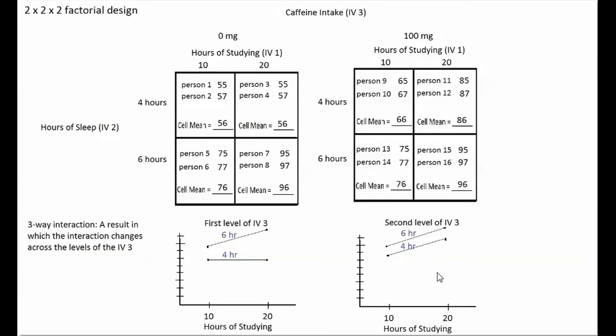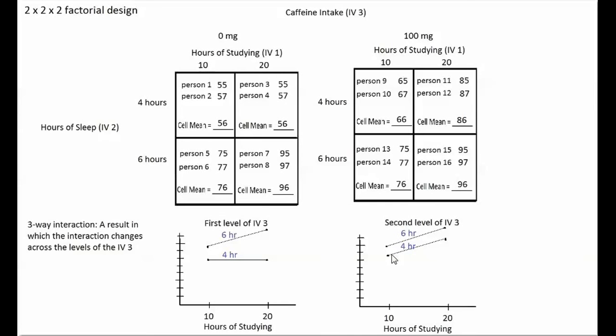That's what a three-way interaction is. Here's one way to think about it. Remember we said that an interaction is when the effect of an independent variable depends on the level of the other independent variable. We see that right here because this effect of hours of studying depends on the hours of sleep, because the two lines don't look the same. A three-way interaction is when the interaction between two independent variables actually depends on a third independent variable.